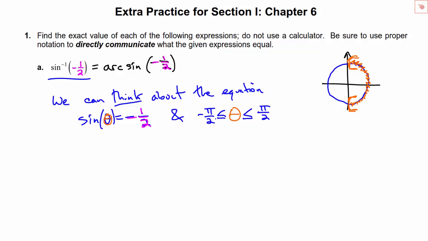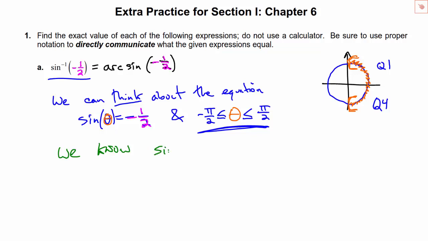This restriction is necessary so that the inverse sine function is a function. Otherwise, the inverse sine expression would end up having more than one output for each input, which isn't allowed in a function. So we need to choose an angle in the fourth or first quadrant, right? Quad 4 or quad 1. We have to have an angle in there, and we need that angle to have a sine value of negative 1/2.